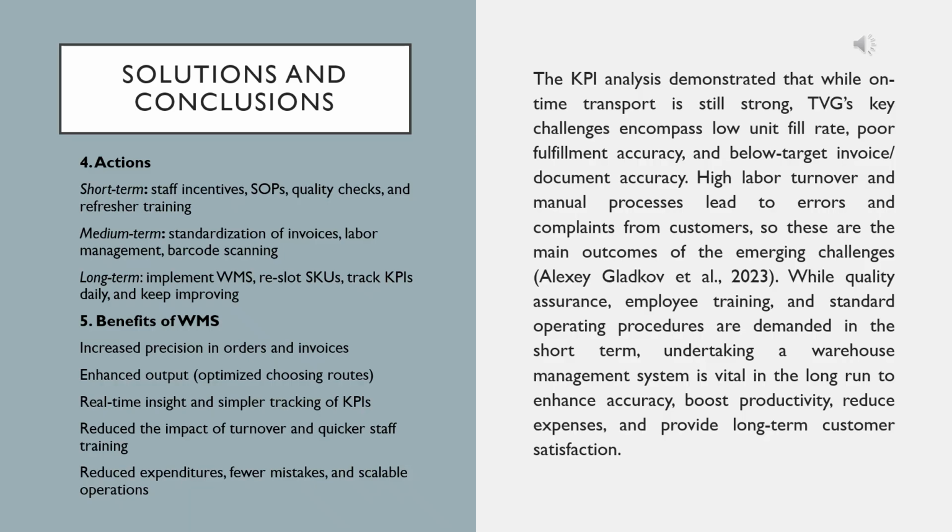Next, TVG also needs to focus on medium-term actions that are more about structure. This includes mostly standardization of invoices, labor management, and undertaking barcode scanning in order to reduce errors. In addition to short and medium-term actions, long-term actions should not be overlooked. These are more about transformation, which includes reslotting SKUs to make it easier to pick high-volume items, establishing a complete WMS, and assessing KPIs on a regular basis to ensure that progress is being made.